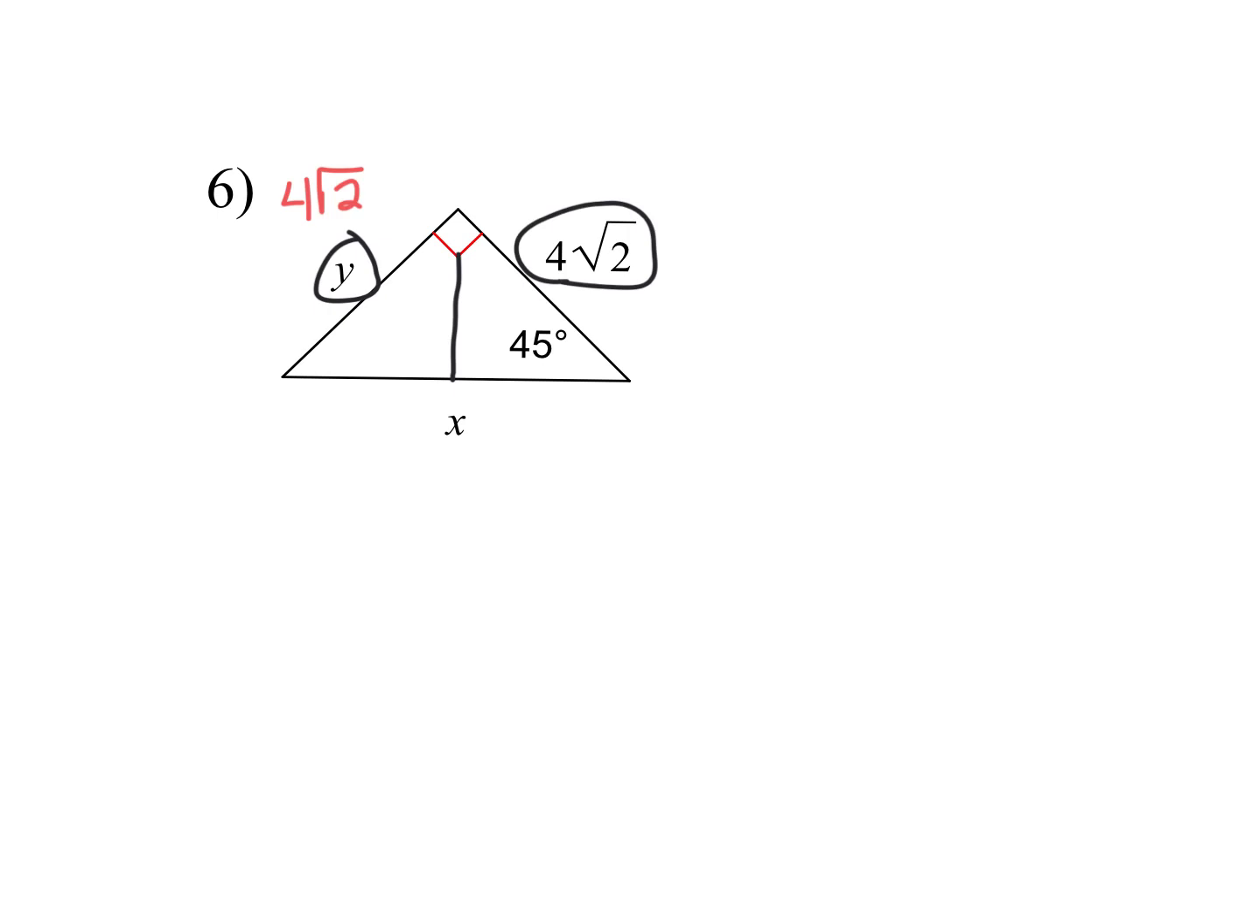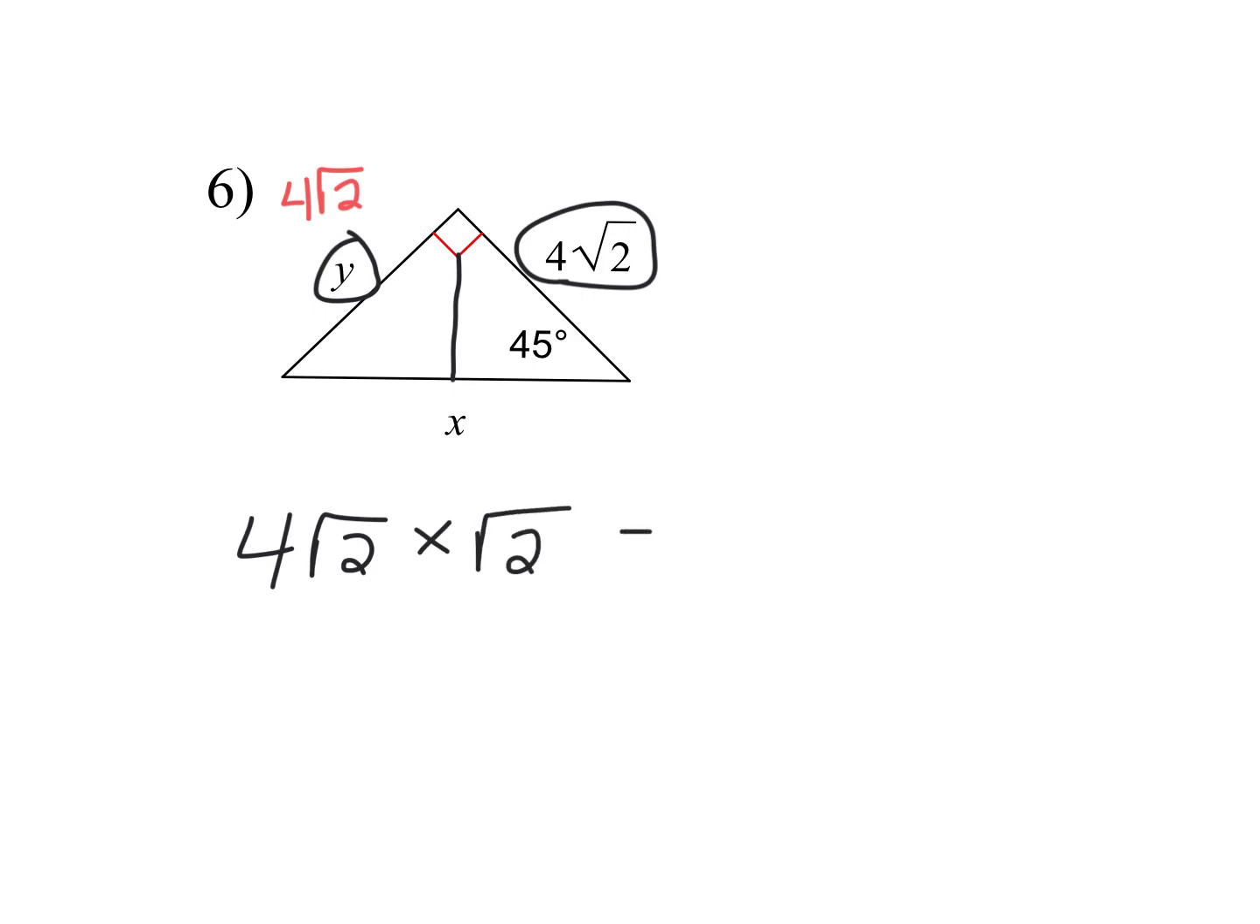Now what are we looking for? The hypotenuse. How do I go from the leg to the hypotenuse? By square root of 2. Yep, so we have 4 square root of 2 times the square root of 2. Highly recommend writing it out so you can see it.